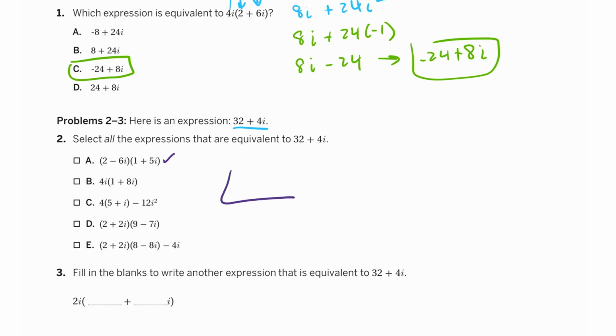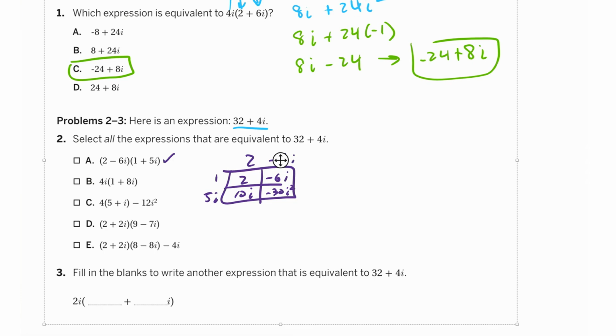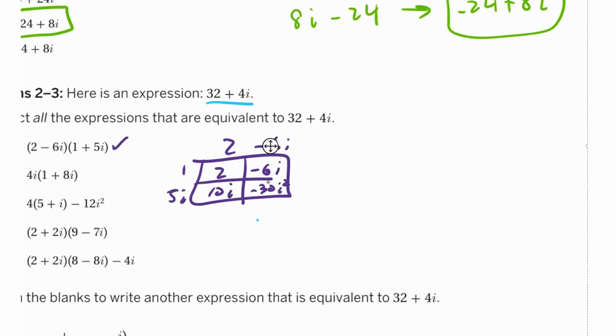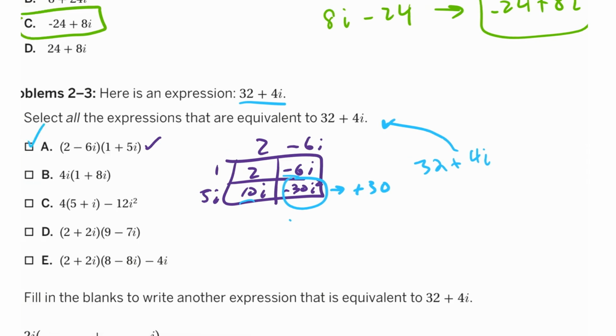For A, I'm going to use a box, multiplying 2 minus 6i, 1 plus 5i. 2 times 1, 10i, -30i squared. The reason I like the box method for these especially is that the -30i squared ends up just becoming +30. I can change that before I start adding everything together, because basically each of the corners are going to add together, right? 2 and 30 is 32, 10i and -6i is 4i, and so we see that, yes, A is equivalent.